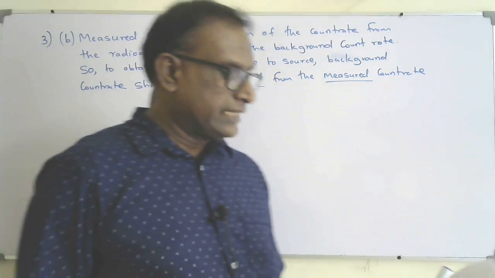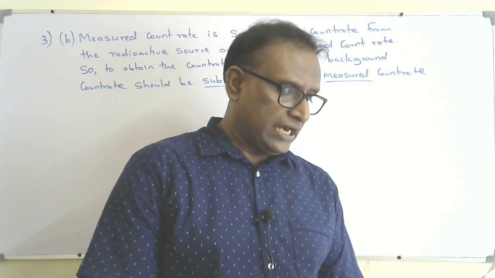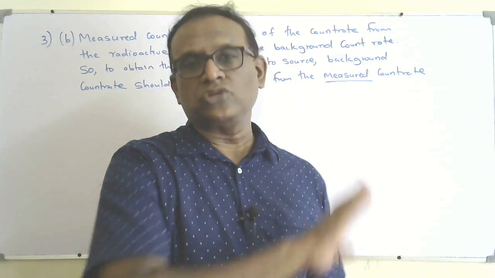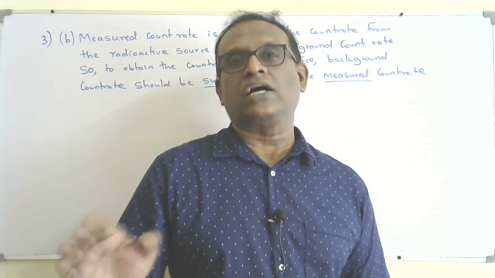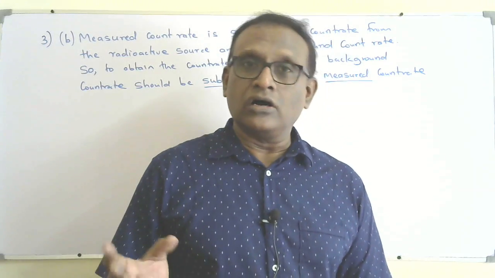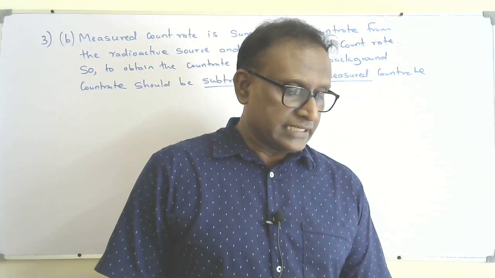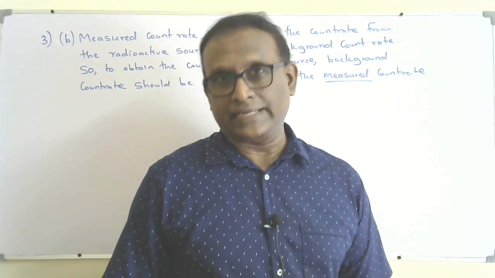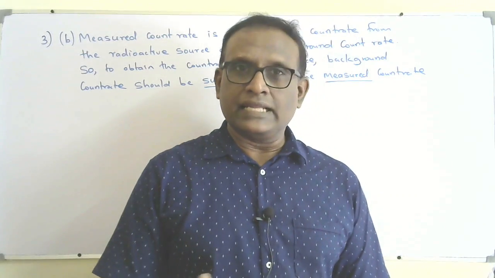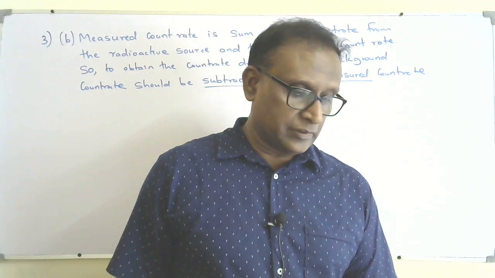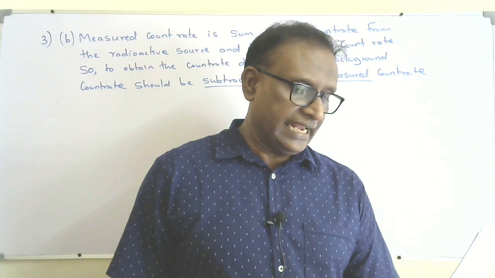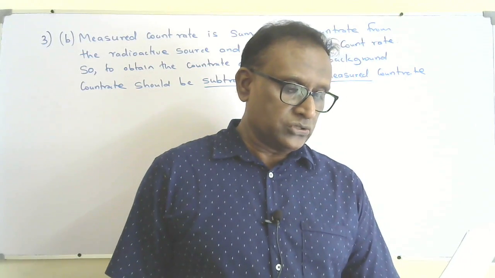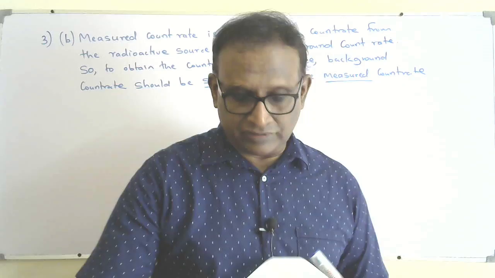Okay, so question number 3, C part, the corrected count rate. Corrected count rate means after you subtract the background count rate from the measured count rate, you will get the corrected count rate. That's the actual count rate from the radioactive source. It is given by C equals C naught e to the power minus lambda t. That is something like activity A equals A naught e to the power minus lambda t. Explain how a graph of ln C against t can be used to determine a value of lambda.